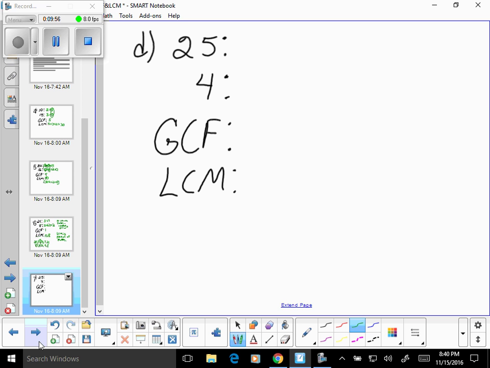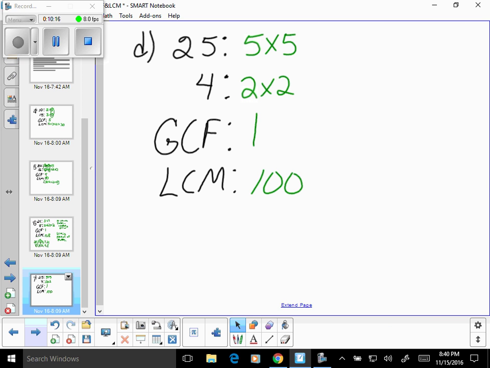25 is 5 times 5. 4 is 2 times 2. There are no common factors. GCF is 1. If they're relatively prime, I multiply 25 times 4. My LCM is 100. And that is the end of lesson 4.1b.